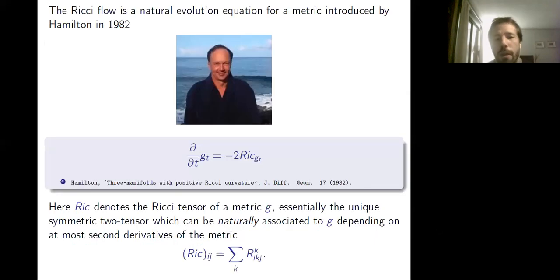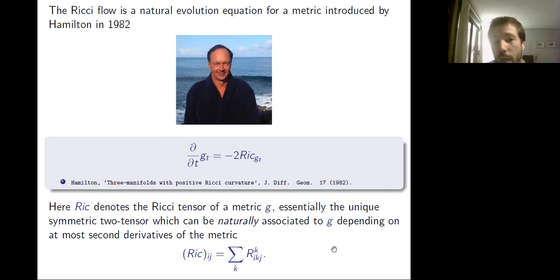So let me start with something very basic and classical, which is talking about some aspects of Ricci flow. Ricci flow was introduced by Hamilton in 1982, and it's a natural evolution equation for a metric on a manifold. So this is the equation. We have a one parameter family of metrics, and the variation of the metric in time, which is a symmetric tensor, has to be -2 times the Ricci tensor of the metric.